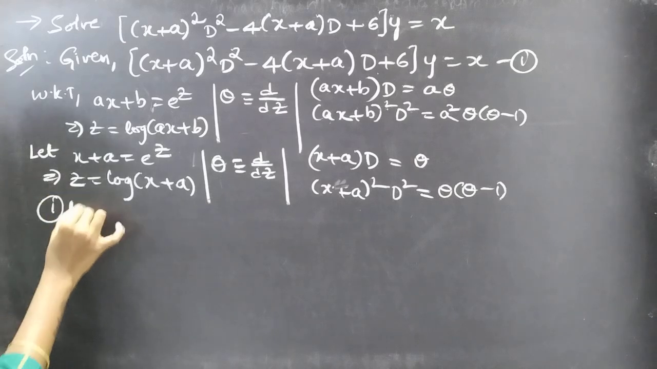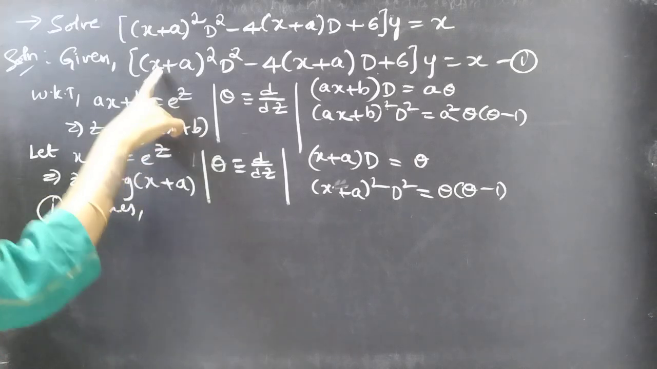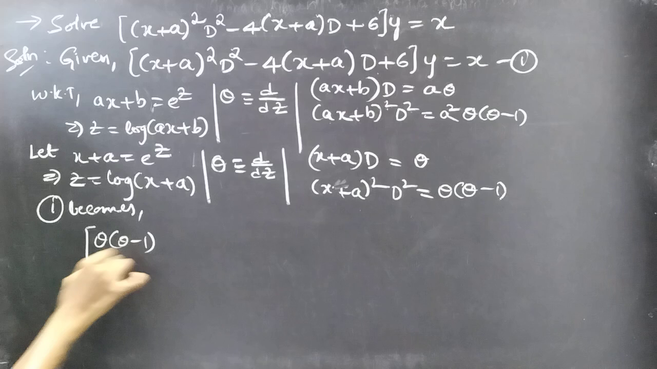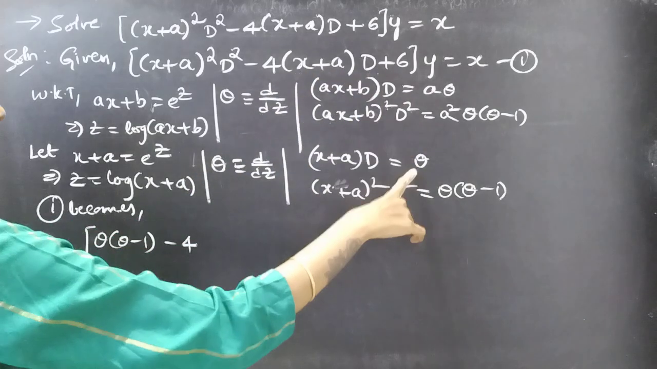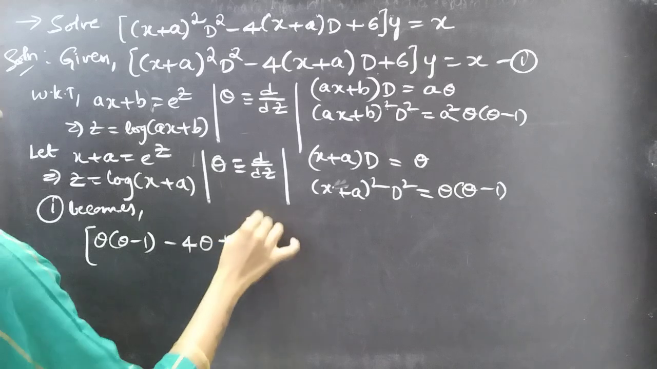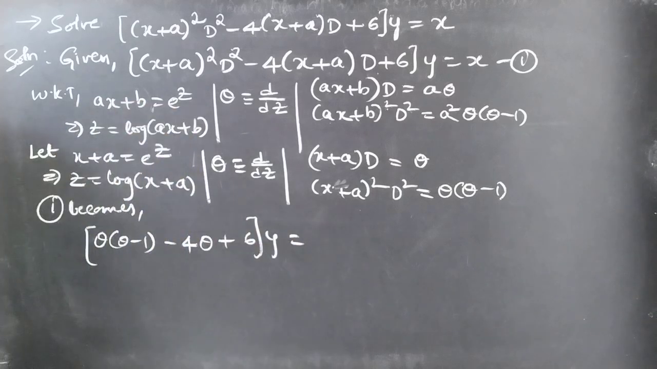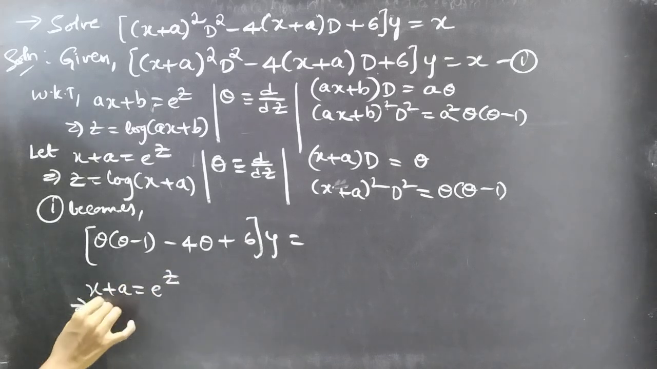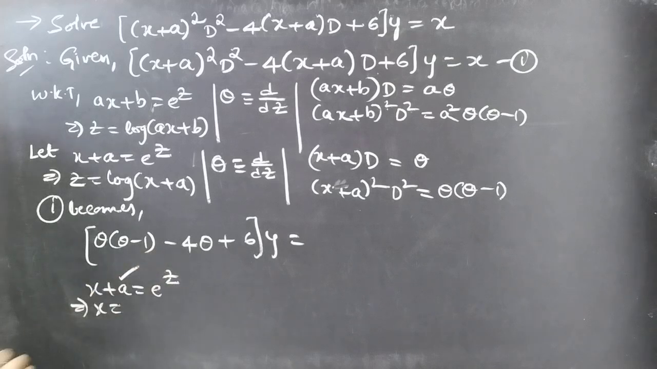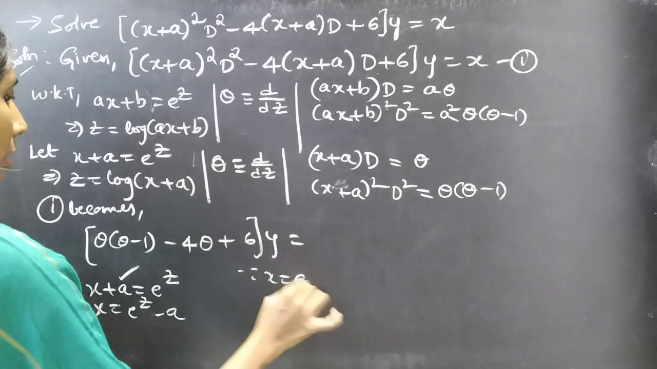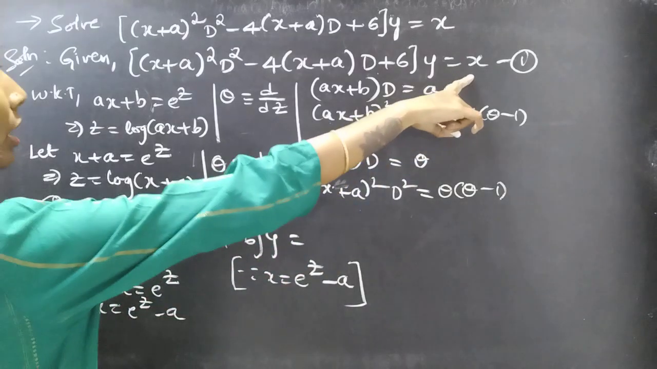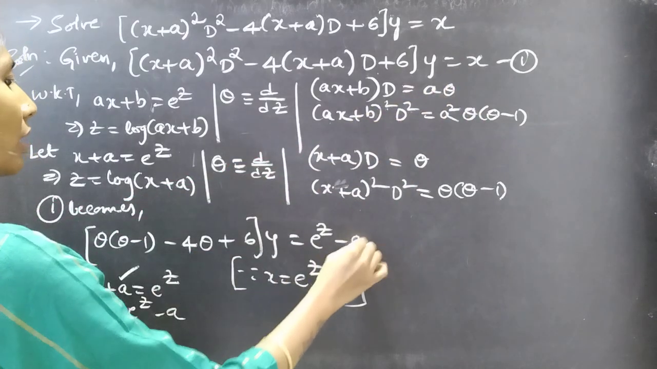Now the above equation becomes, we'll make the substitution here. Replace (x + a)² D² by θ(θ − 1), minus 4 into replace (x + a) D by θ, plus 6 y equal to, you're having x. Since we have x + a = e^z, from this we'll find x. By taking this a to the RHS, we'll get e^z − a, then x can be replaced by e^z − a. The RHS part becomes e^z − a.